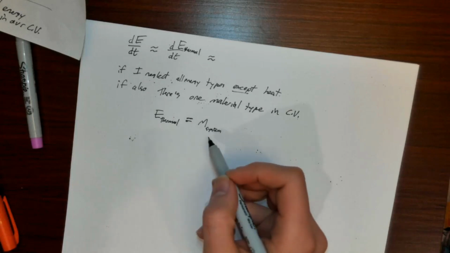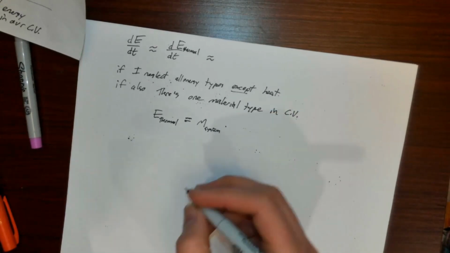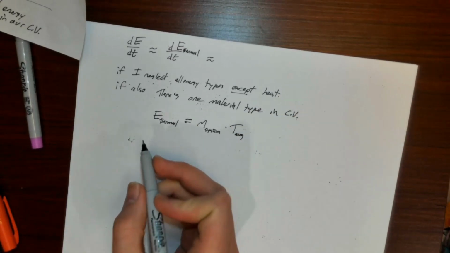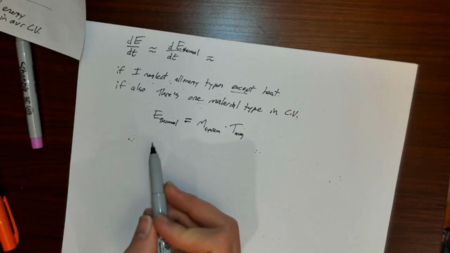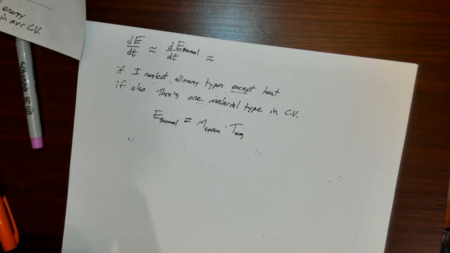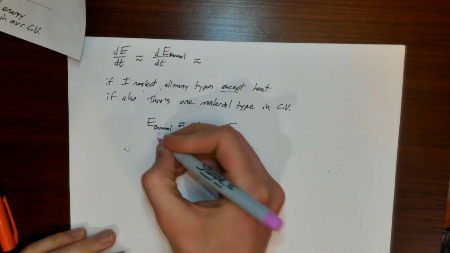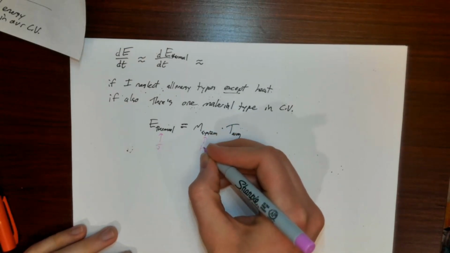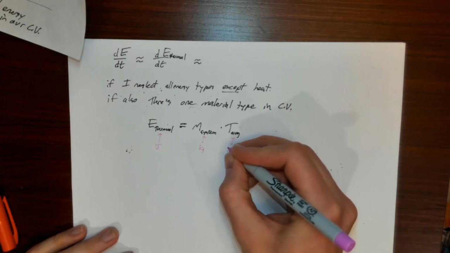But it's not just mass that contributes to it. Another factor is the average temperature of everything in my system. So the hotter my system is, the more thermal energy it has. And if I think about units, this thermal energy is going to have units of joules, the mass of my system is going to have units of kilograms, and my average temperature is going to have units of Kelvin.